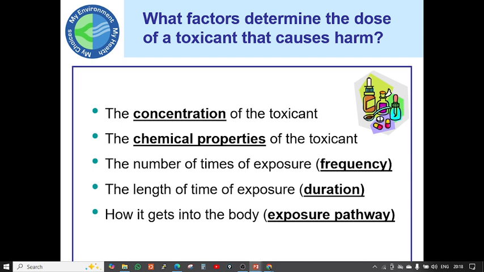So these are the five factors. First is concentration, second is chemical property, third is frequency, fourth is duration, and fifth is exposure pathway. These five factors determine whether the toxic substance or poison affects you and how much it affects you.